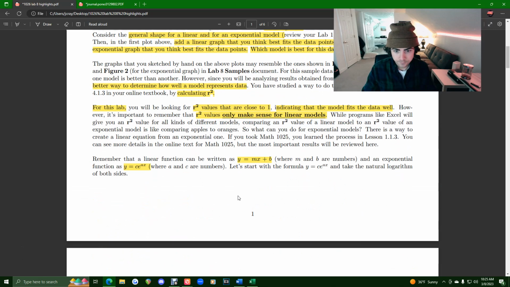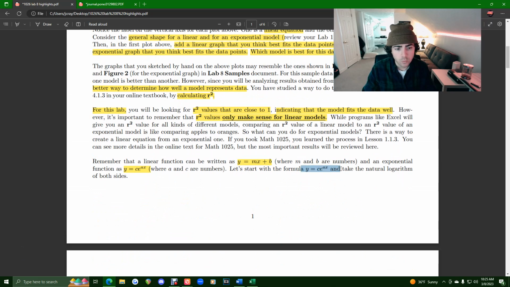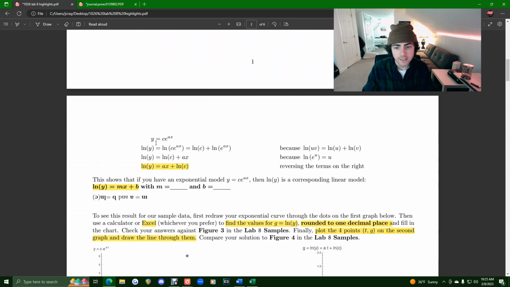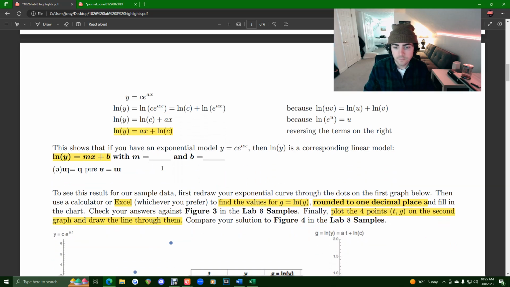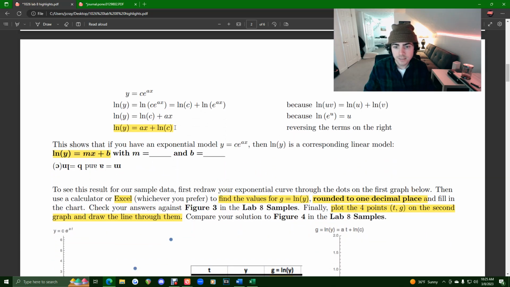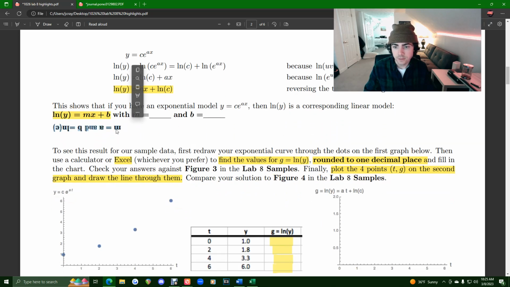Here they demonstrate, if you're starting with an exponential curve, y equals C e to the a times x, you can take the natural log of both sides, you can split up the natural logs, and then you get to this point where you have ln of y equals ax plus ln of c. They're comparing this to mx plus b. So the m is the value in front of x, that would be a, and the b would be ln of c. You can see those results upside down here.